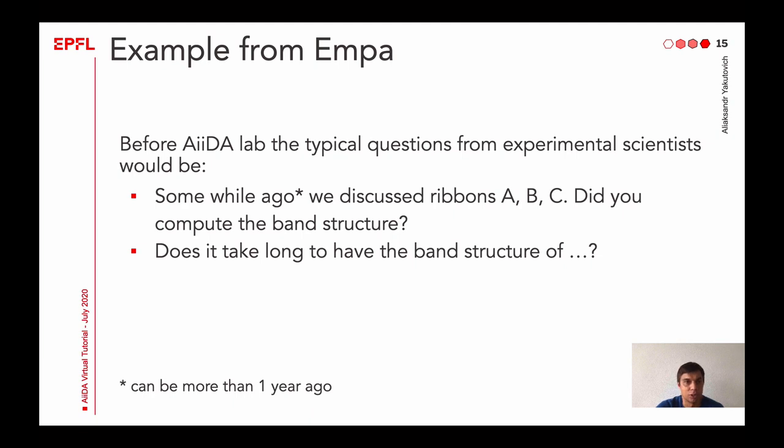Imagine an experimental colleague asks you about nanoribbons ABC that you discussed maybe one year ago. The question is, did you compute the band structure of those? Well, even if you had computed the electronic structure, you may not even remember where it is. The easiest thing would be to just recompute it. And the obvious second question would be, how much time would it take to compute the band structure of these nanoribbons? When AiiDA lab was introduced, the situation changed.